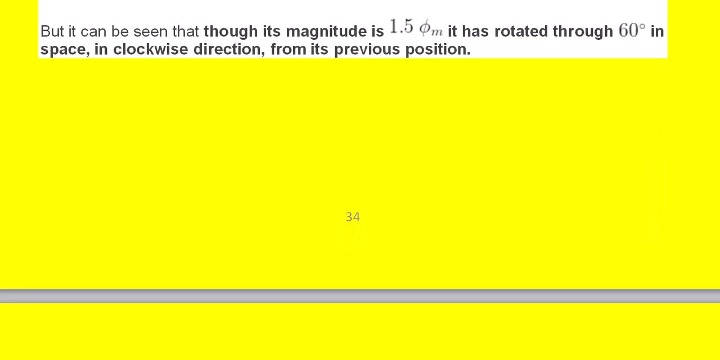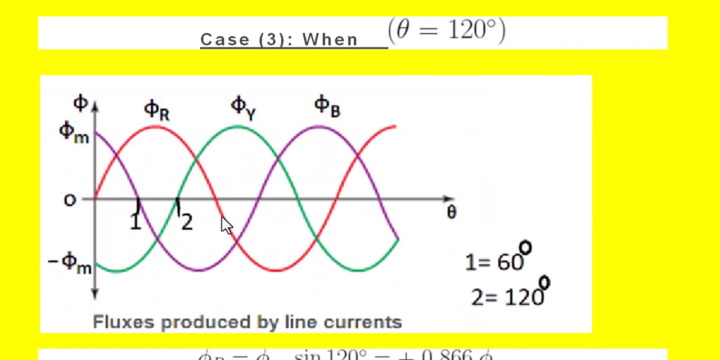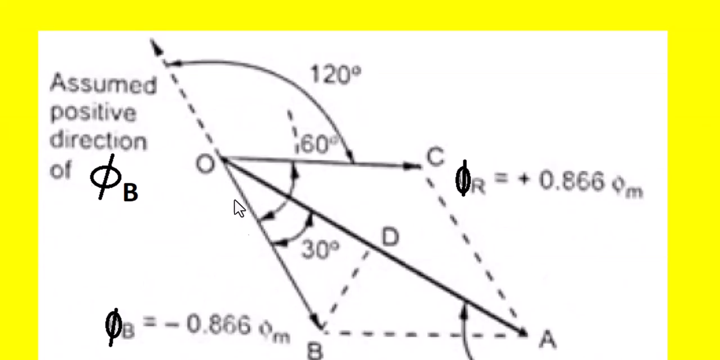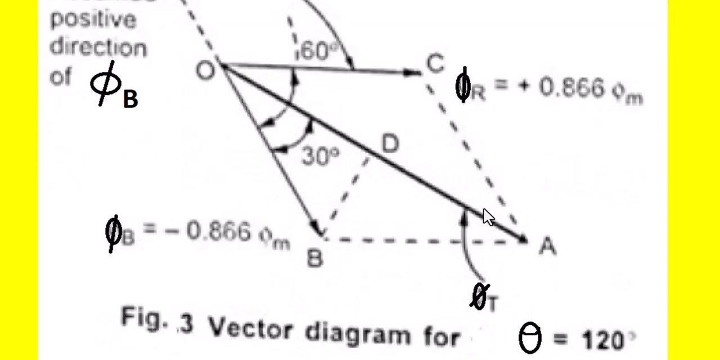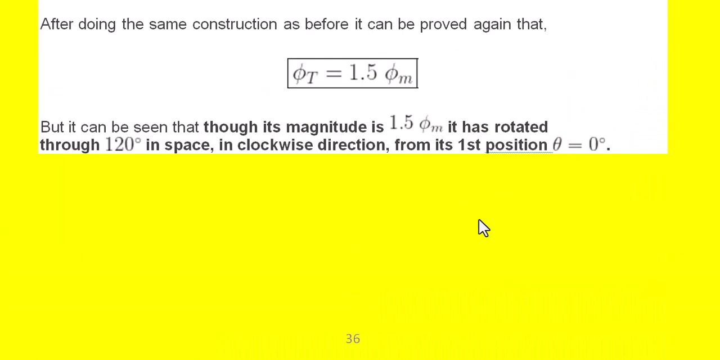Similarly, case 3, when theta is equal to 120 degrees, means position 2. Position 2 is nothing but 120 degrees, and it is observed that phi y value is 0, whereas phi b is negative and phi r is positive. So phi r is equal to 0.866 phi m, phi y is 0, that is phi m sine 0, and phi b is equal to phi m sine minus 60 degrees, which gives minus 0.866 phi m. And this is the negative direction of phi b, this is the positive direction of phi b, and this is the positive direction of phi r. Then the resultant of phi r and phi b is phi t, which is nothing but 2 times OD, and after simplification the total flux phi t is equal to 1.5 times the maximum flux.